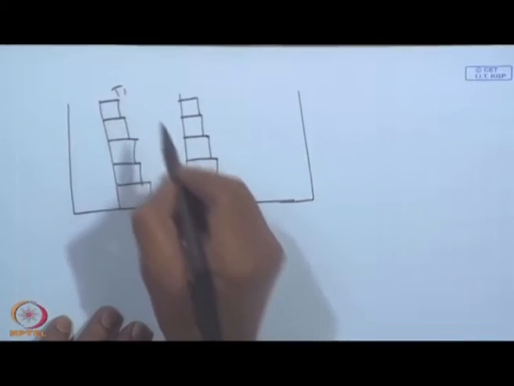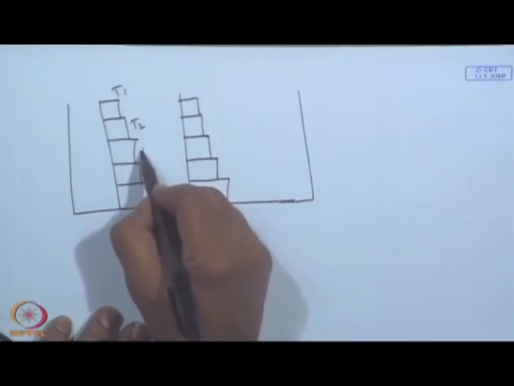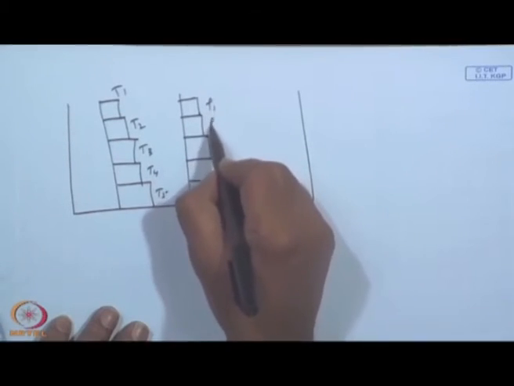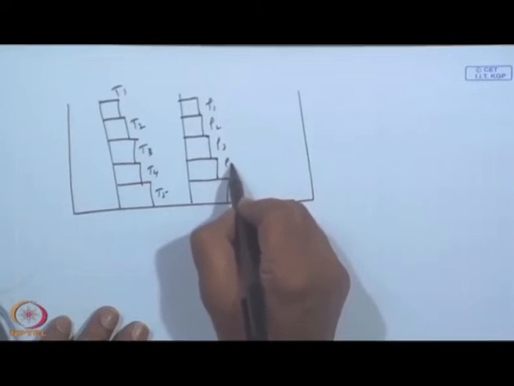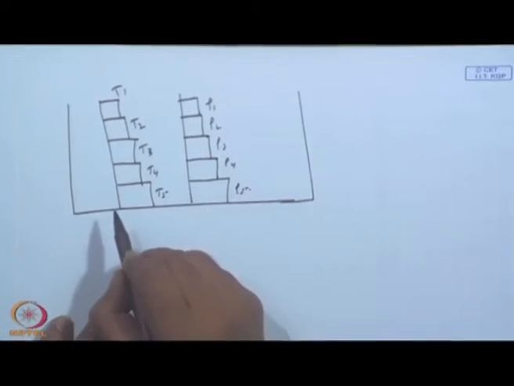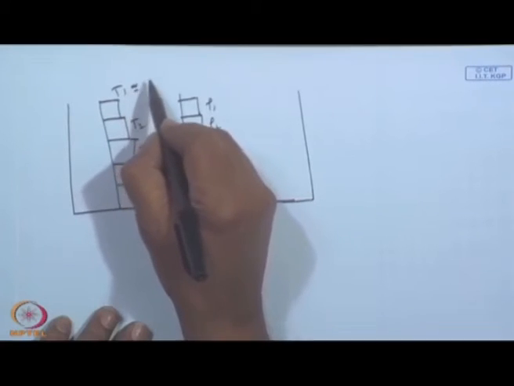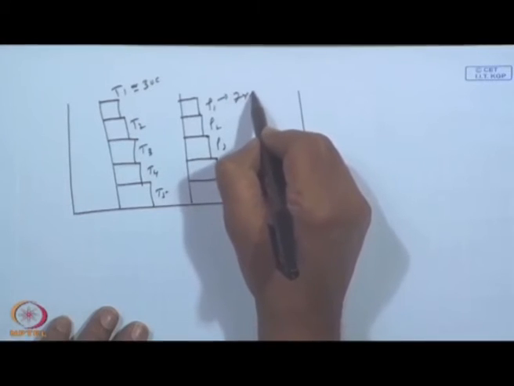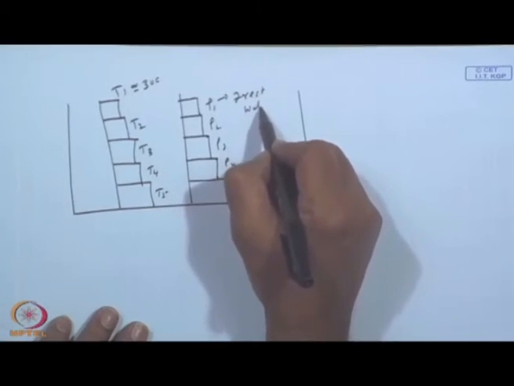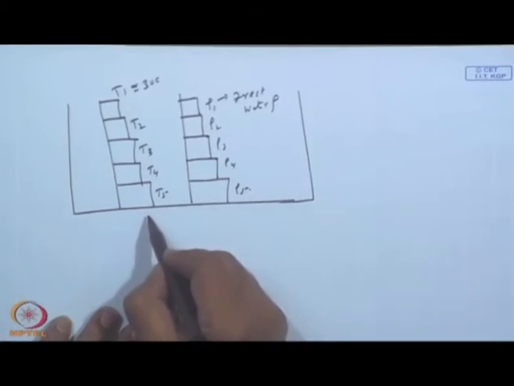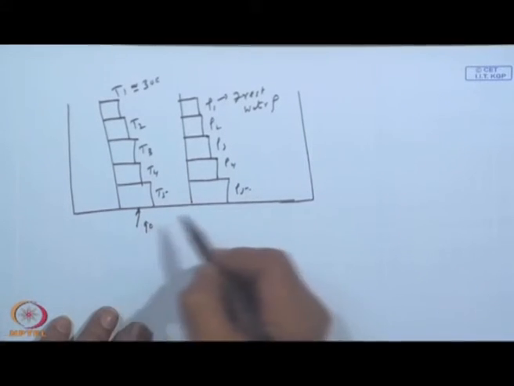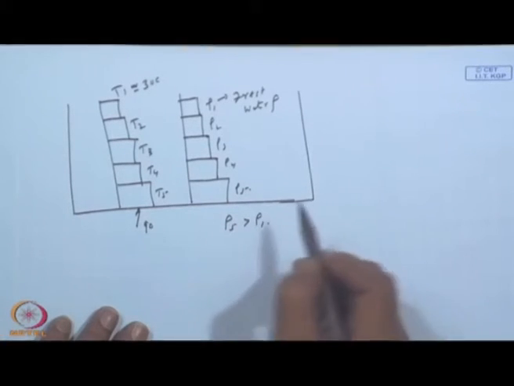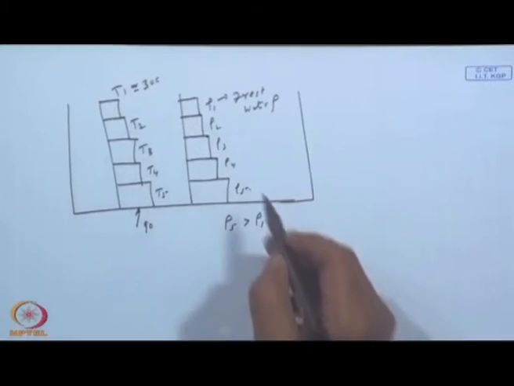So, this is T1, T2, T3, T4, T5, rho 1, rho 2, rho 3, rho 4, rho 5. So, if this is 30 C, this may be the fresh water density, and if this is 90, see this rho 5 is higher than rho 1, rho 4, rho 3, rho 2, etc. Okay?